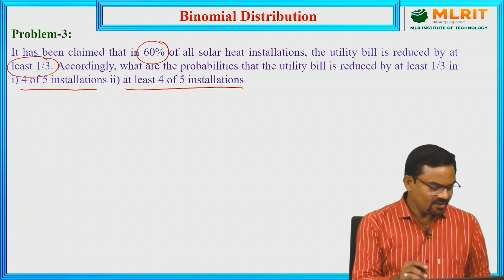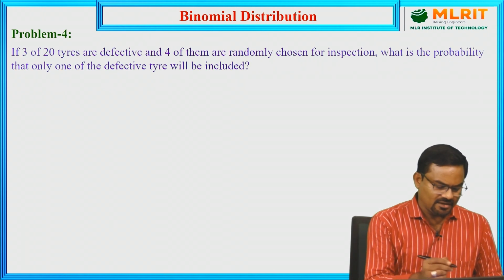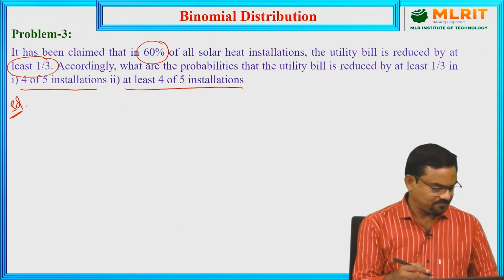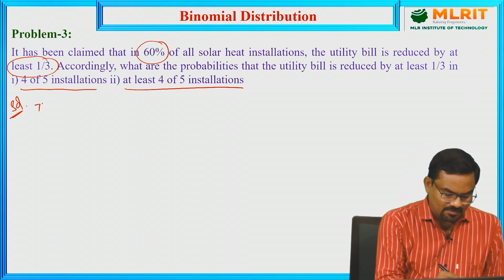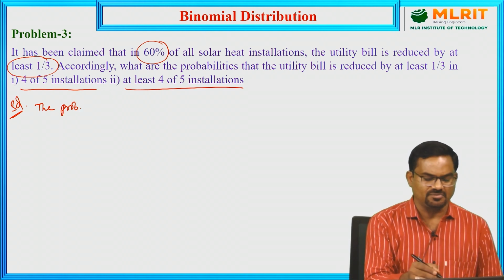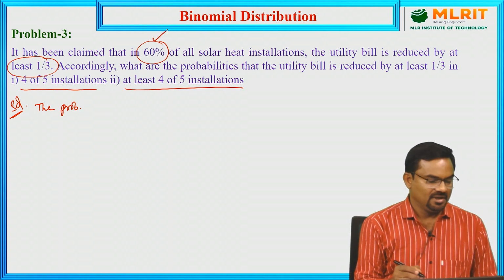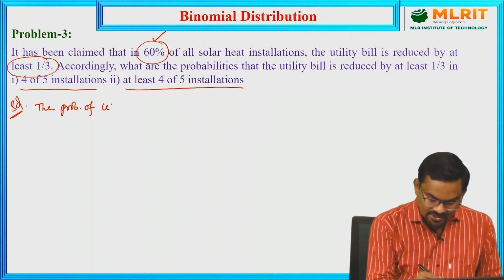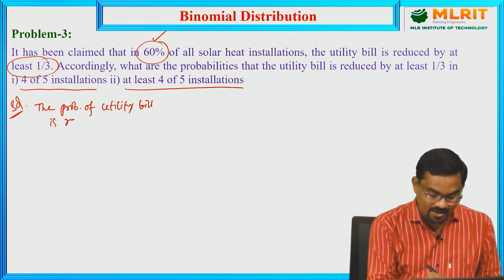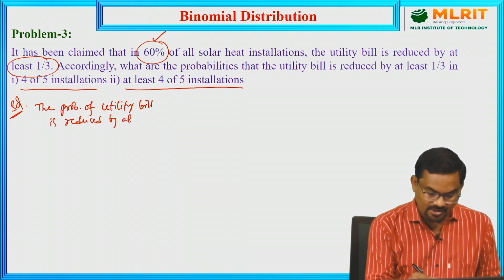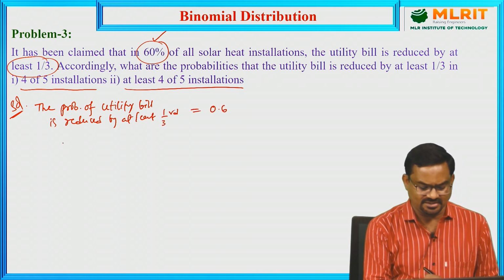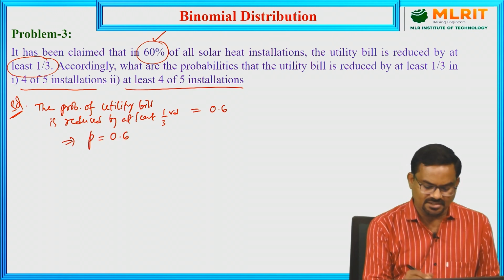So here, first we need to understand the problem and note down what is the given data and what is required to calculate. First, what is given? The probability that the utility bill will be reduced by at least 1/3 is given as 60%, 0.6. That implies the probability of success is 0.6.